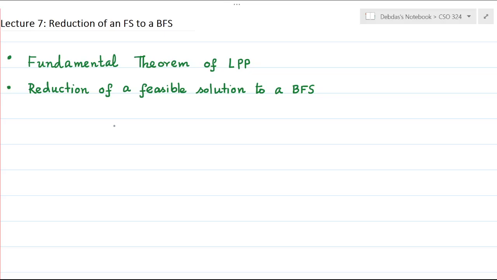And therefore, in this lecture itself, we will try to prove that if there is a feasible solution to an LPP, then there must exist at least one basic feasible solution of the feasible set. Fine. So in this lecture, we'll describe how we reduce a feasible solution to a basic feasible solution. Then we'll execute a problem so that the idea will be very neat before us. Let's start by stating the result, the fundamental theorem of linear programming problem.